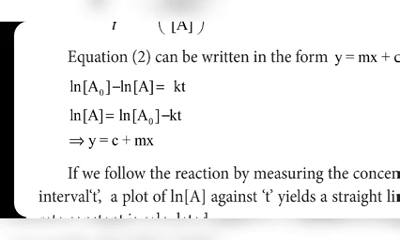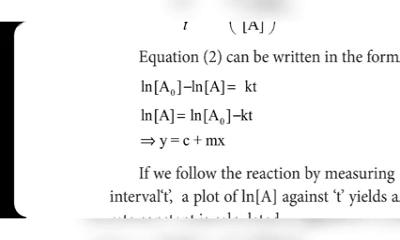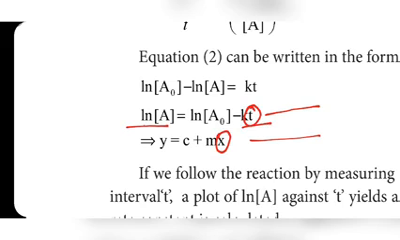Again I am telling, we are comparing these two equations. We are plotting a graph between time and log A. Time is taken in the x-axis and log A is taken in the y-axis. If we plot the graph, we will get a straight line. If we find out the slope for that line, that slope m is equal to minus k.